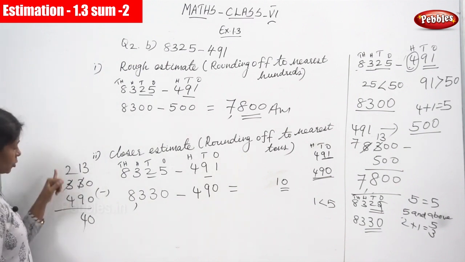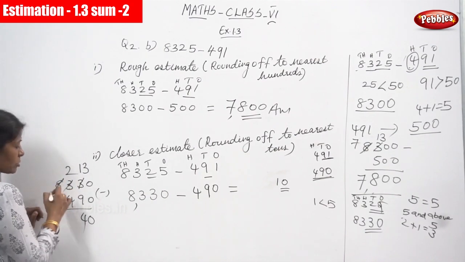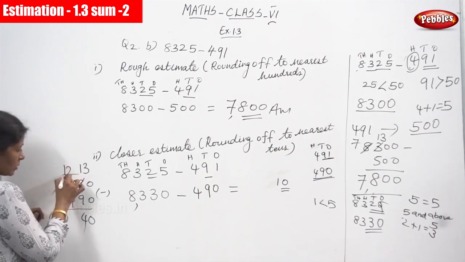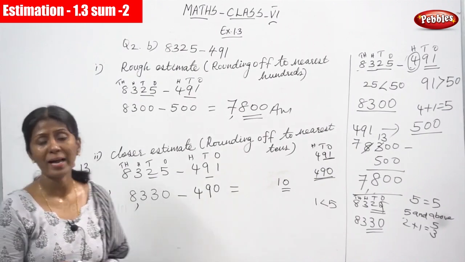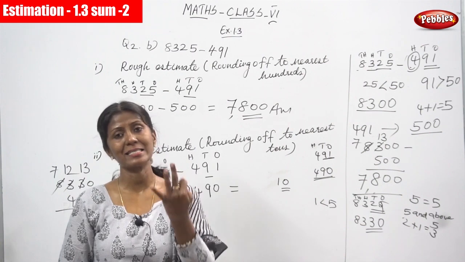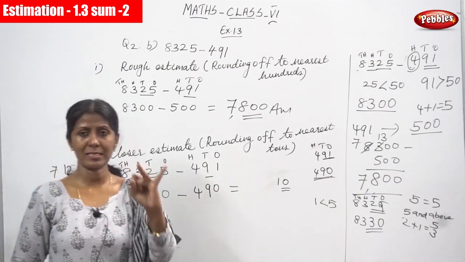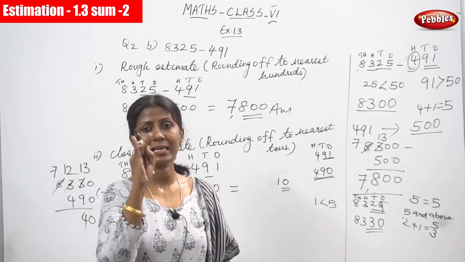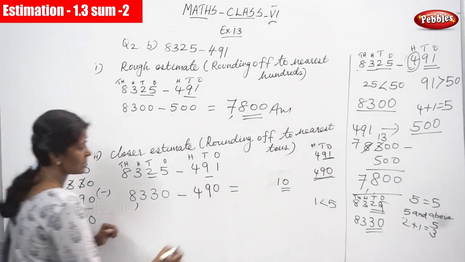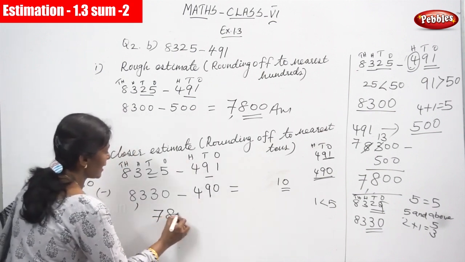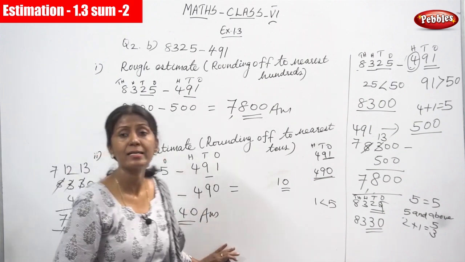And this 2 is not enough to subtract with 4. So again you have to borrow from the 1,000 place. You borrow only 1. So this 2 becomes 12 and this 8 becomes 7. 12 minus 4, again you use backward counting. After 4, 5, 6, 7, 8, 9, 10, 11, 12. So the answer is 8. Okay. So 7 you write as it is. So the answer is 7,840. This is the right answer for the question.